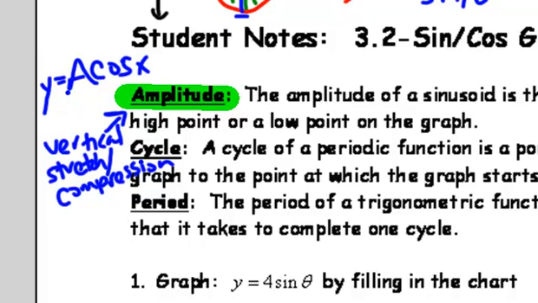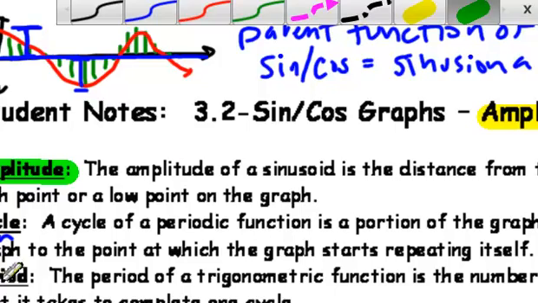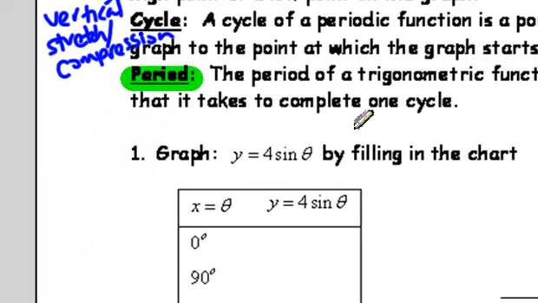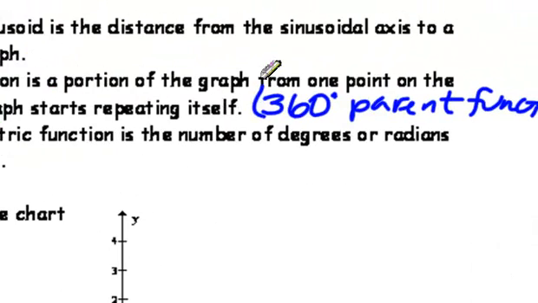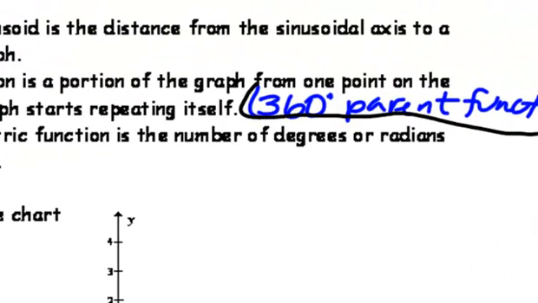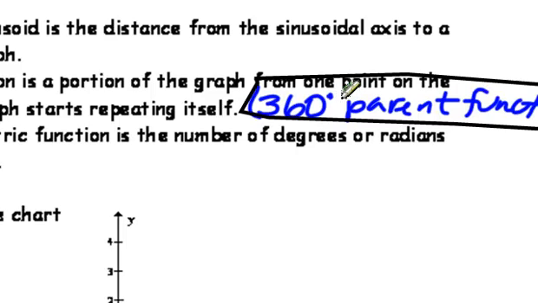Now for our period, let me highlight that one. Period is the number of degrees or radians that it takes to complete one cycle. So actually I probably should have taken this, and that's actually 360 degrees. Okay.